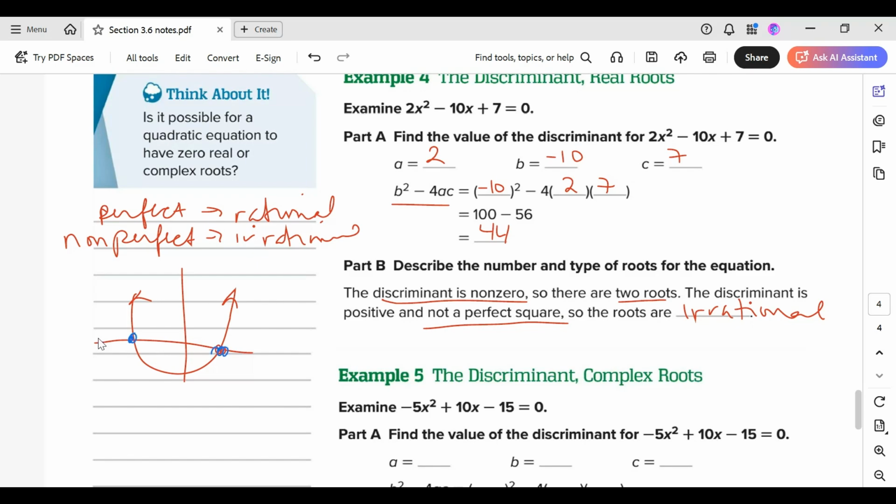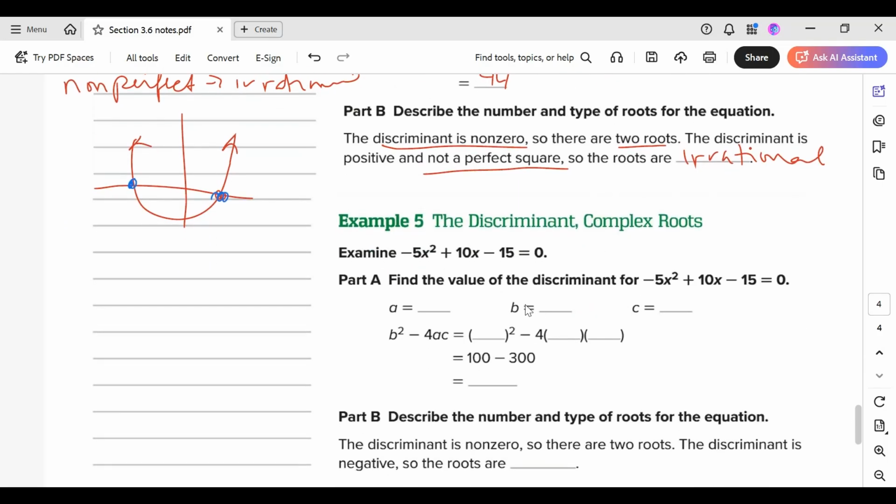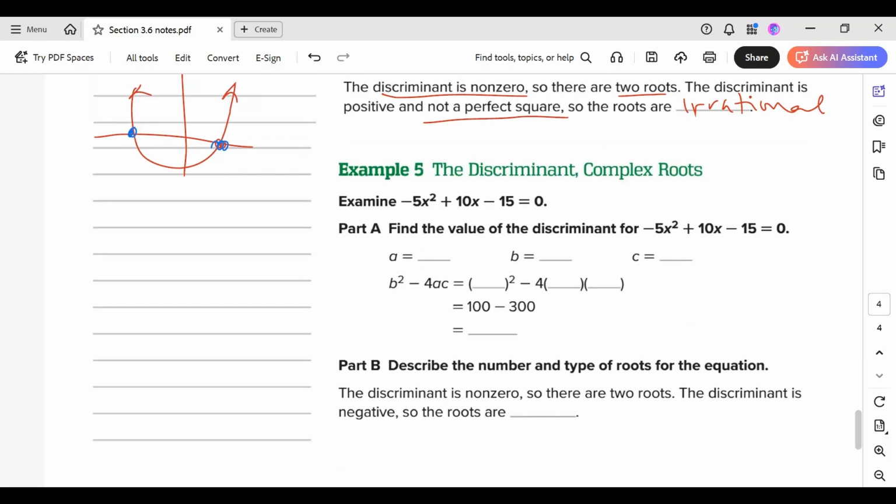On example 5, the discriminant, they wanted complex roots. So again, identify your A, B, and C values. In this instance, it says examine negative 5x squared plus 10x minus 15 equals 0. The A is negative 5, the B is 10, and the C is negative 15. So I plugged in my B value, which is 10, my A value, negative 5, and my C value, negative 15. 10 squared is 100, negative 4 times negative 5 is positive 20, positive 20 times negative 15 is negative 300, which gives us negative 200.